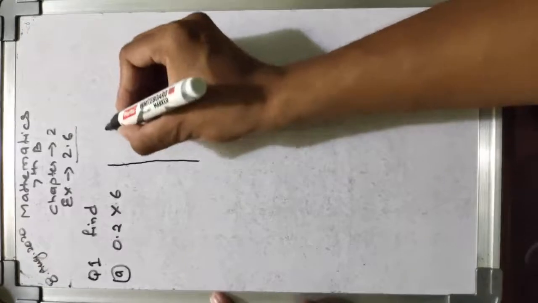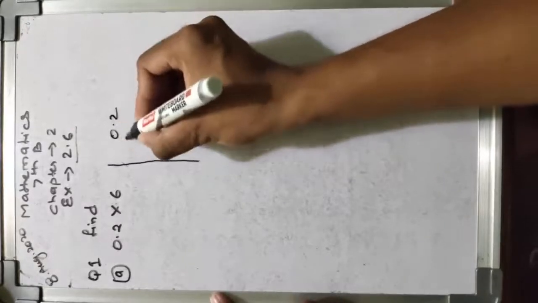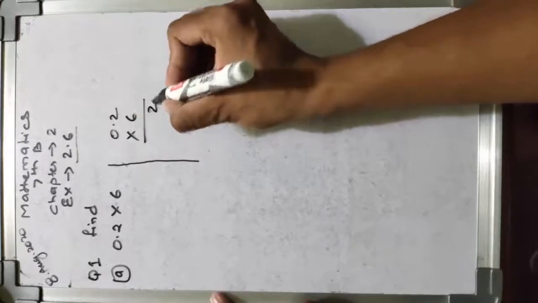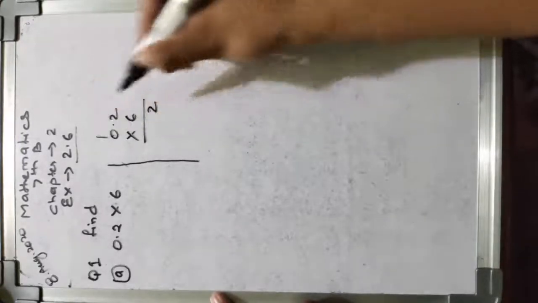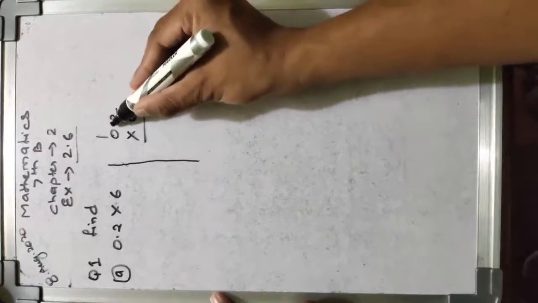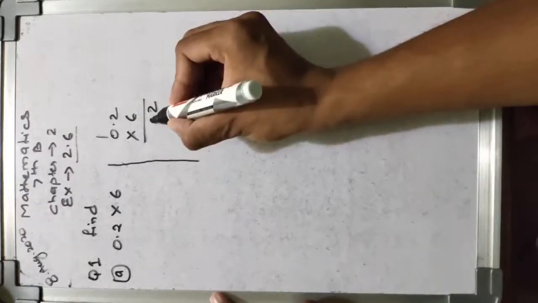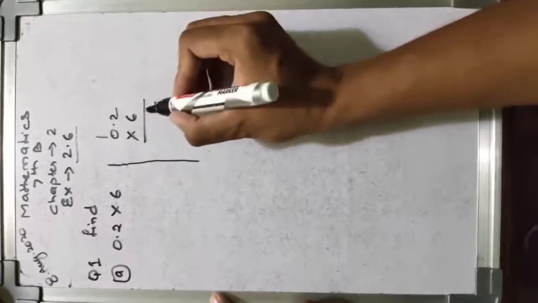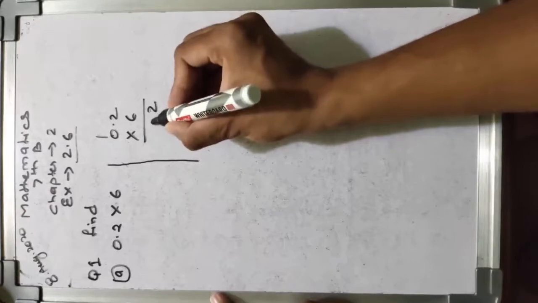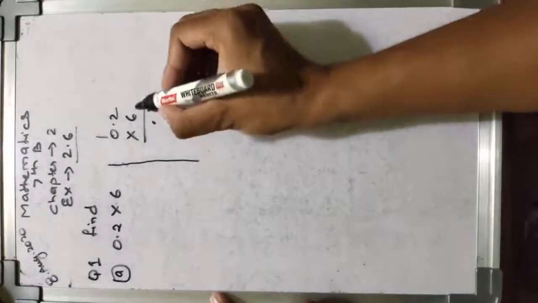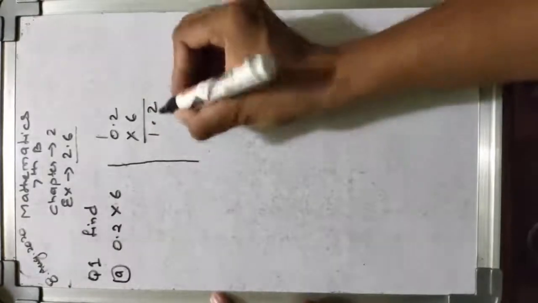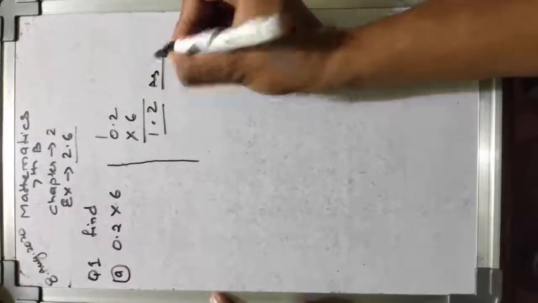This is the first one. We are directly multiplying these two numbers. 6 2s are 12, 2 and carry 1 here. Wherever the decimal is in the answer, the decimal should be at that place. Here the decimal is after one digit from the right-hand side, so I will place the decimal here. 6 into 0, 0 and 1. So this 1.2 is our answer.